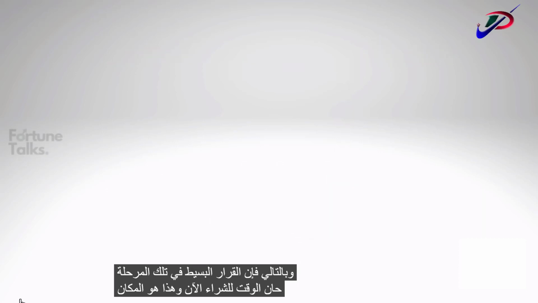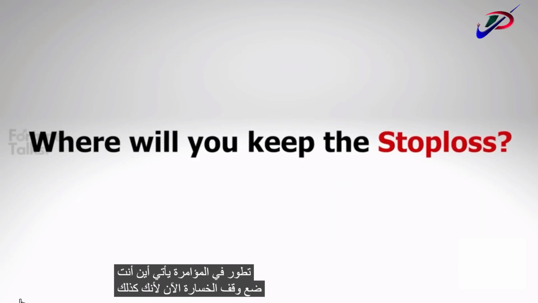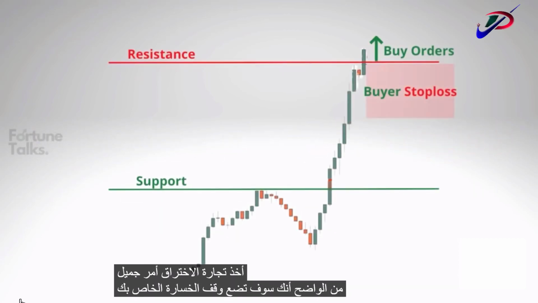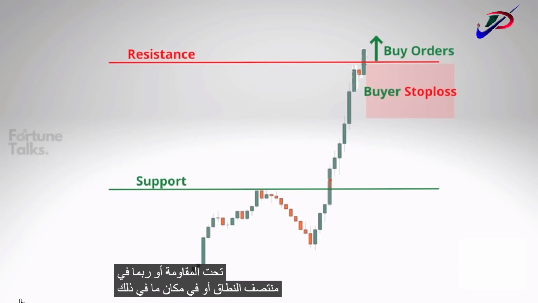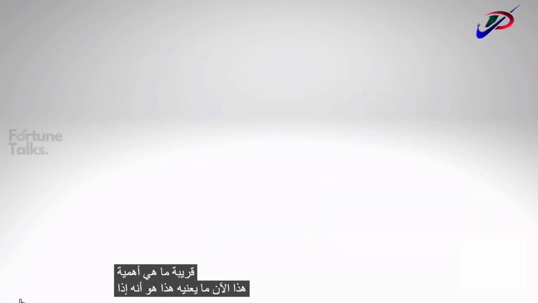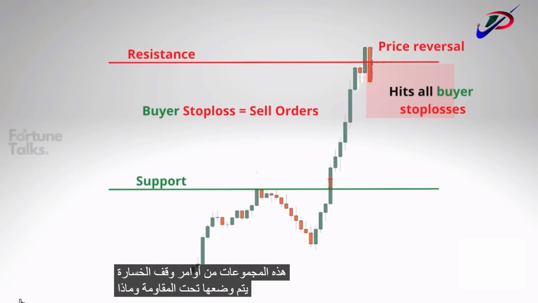Now this is where the twist in the plot comes. Where will you put your stop loss? Because you are taking a breakout trade, it is pretty obvious that you will put your stop loss under the resistance, or maybe in the middle of the range or somewhere in that close vicinity. What is the importance of this? What this means is that if the breakout fails, it is going to hit all these clusters of stop loss orders that are placed under the resistance.